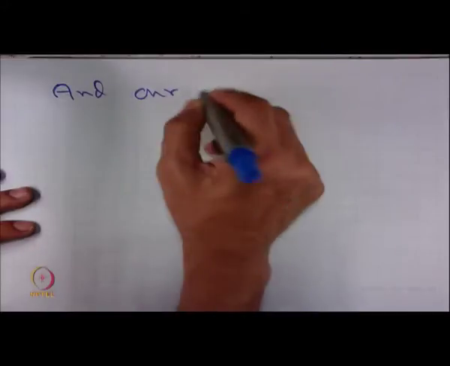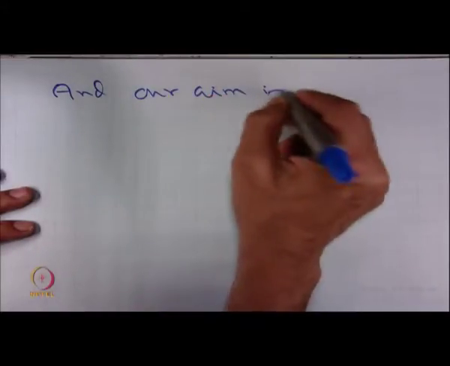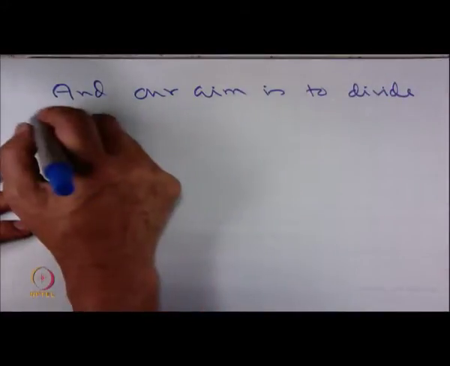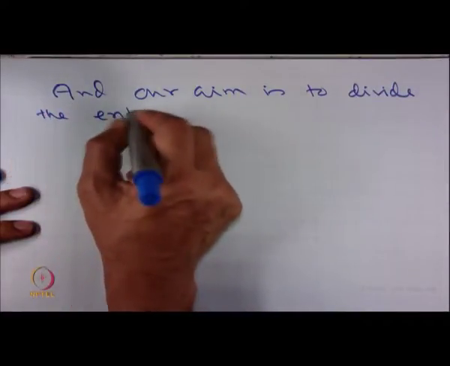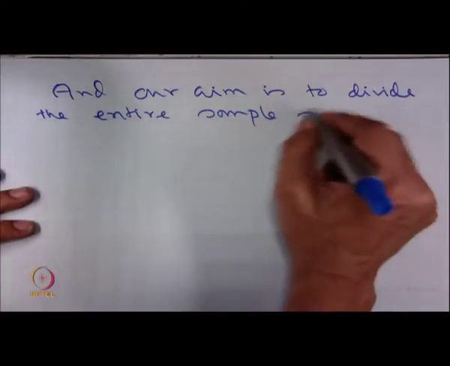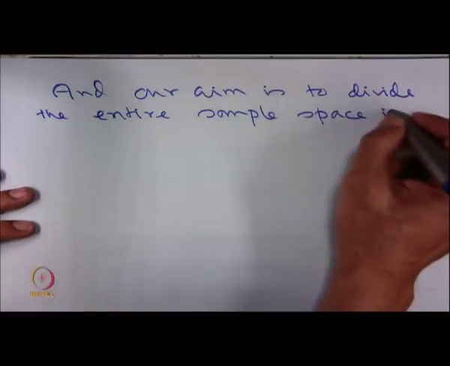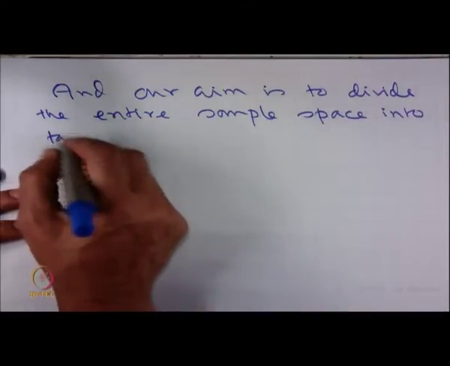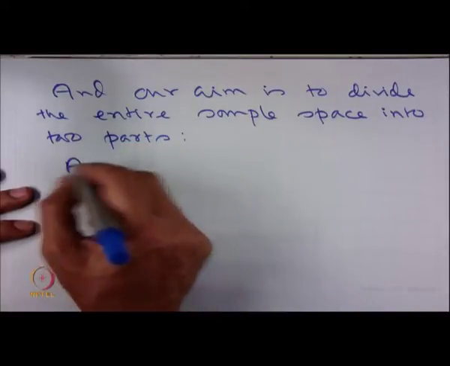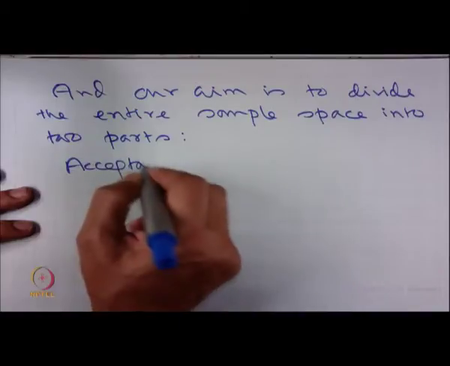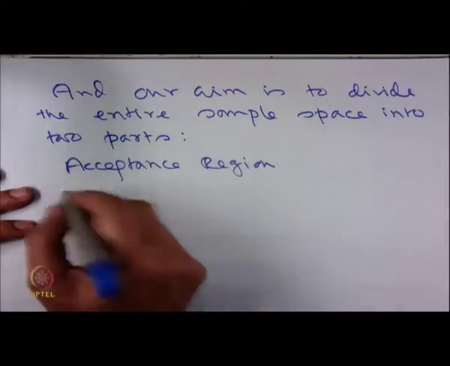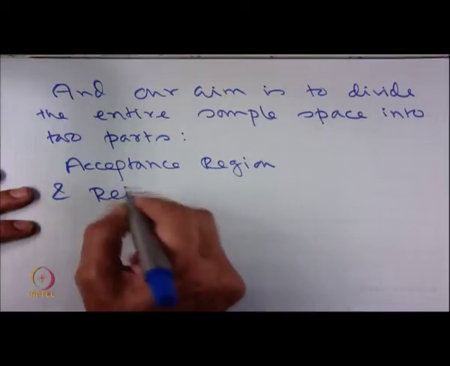Our aim is to divide the entire sample space into two parts: acceptance region and rejection region.